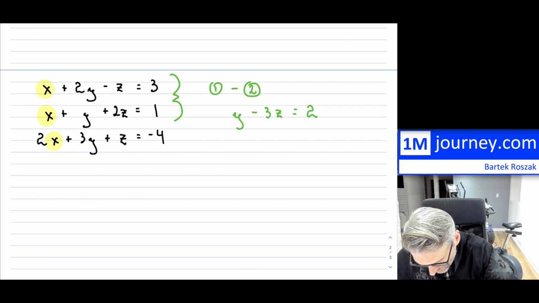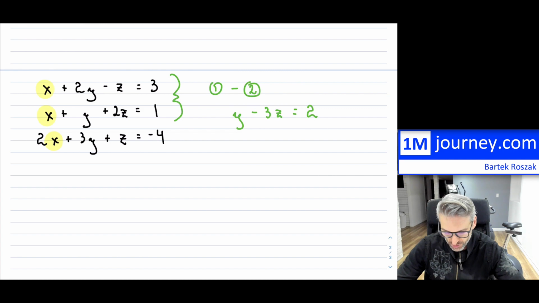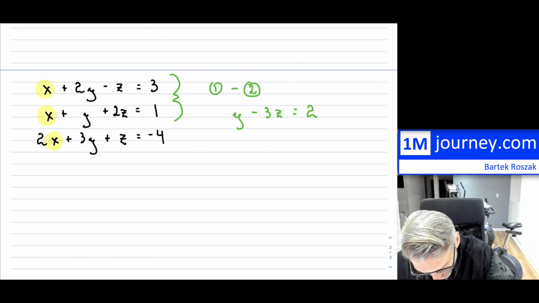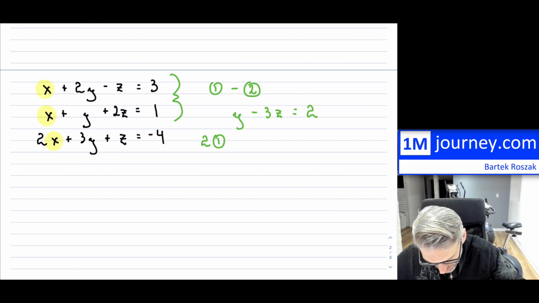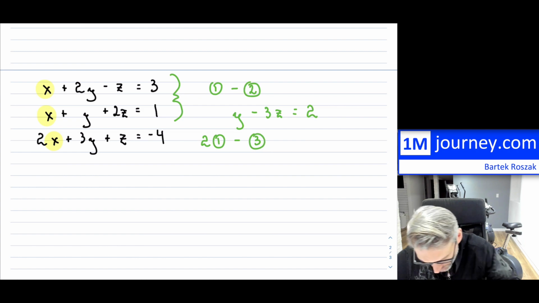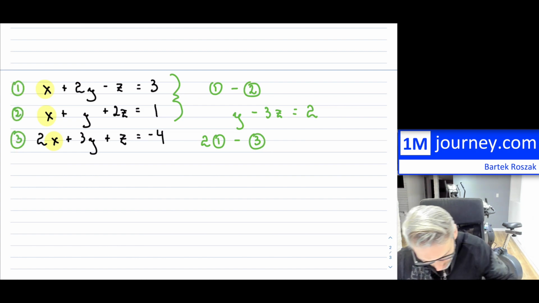Now, since I've canceled out my X, I am going to remove my X also from over here. Now, I can't just remove it by either subtraction or an addition. So I am going to have to do something different. So for example, I will take, for instance, again, equation 1. But what I'm going to do to equation 1, I'm going to multiply that equation by 2, and then I'm going to subtract equation 3. So this is equation 1, 2, and 3 over here.